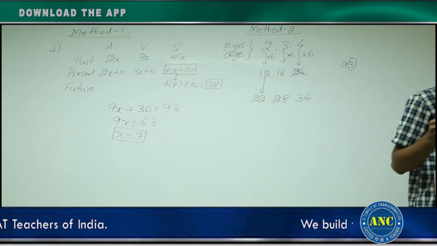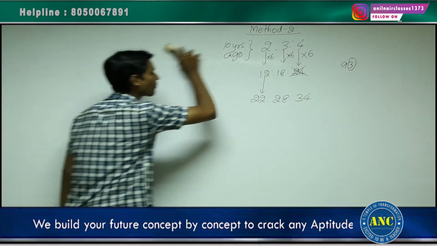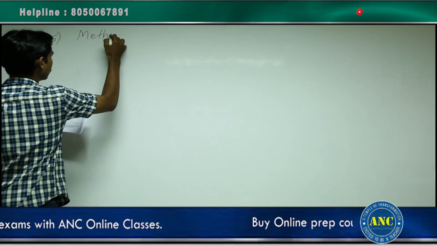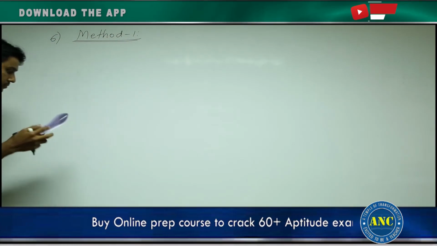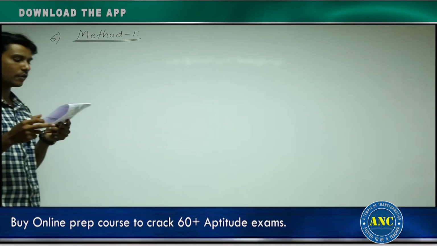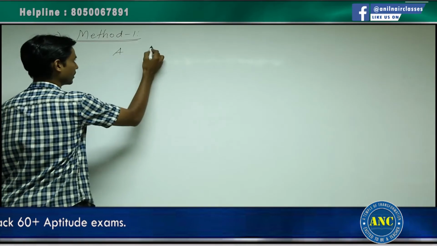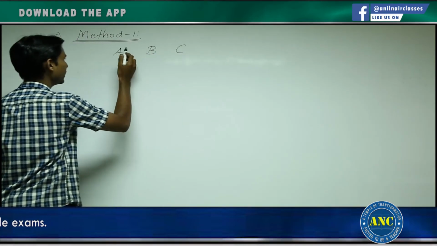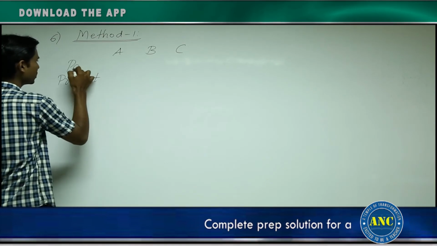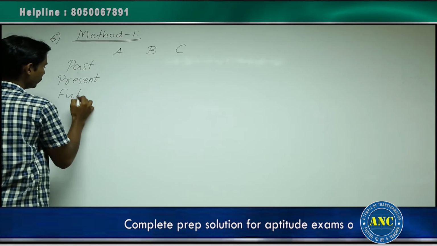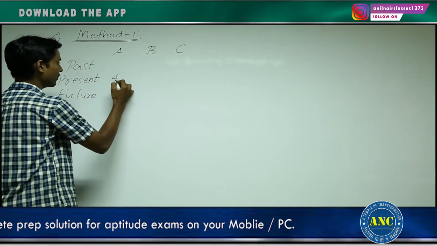Next, sixth one. Question 6. Method 1, method 2. We will discuss both. Method 1. The present ages of 3 persons are in the ratio 4 is to 7 is to 9. There are 3 persons. They are not named, I will only name them as A, B and C. Any person will have present situation, past situation, future situation.